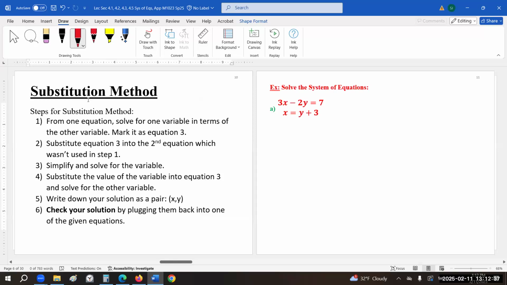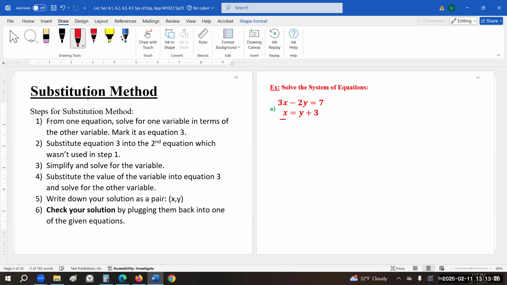Substitution method. The steps are, you solve for one variable from one of the equations, but if it's already solved, you don't have to do that. Once you have at least one variable alone on one side in one equation, we substitute that entire expression for that variable in the second equation. Simplify, get the result, and then substitute back into one of the equations to get the other variable. That's why it's called substitution, because you keep substituting again and again.